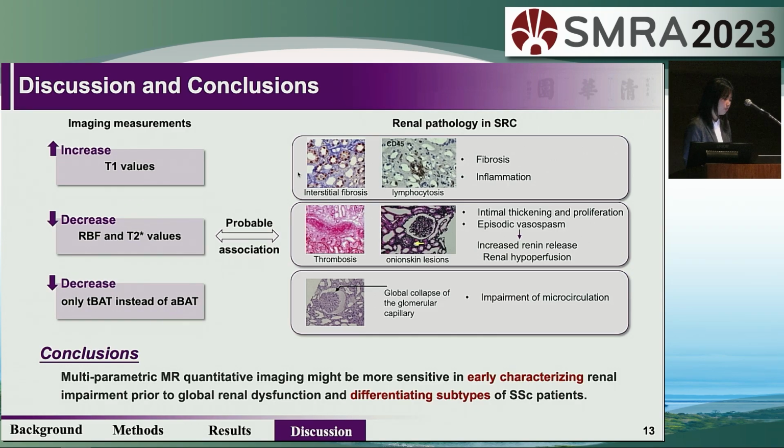So in conclusion, multiparametric MR quantitative imaging might be a more sensitive modality in characterizing early impairment of renal microstructure prior to global renal dysfunction and the differentiated subtypes of SSc patients.